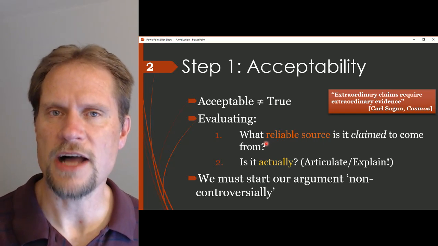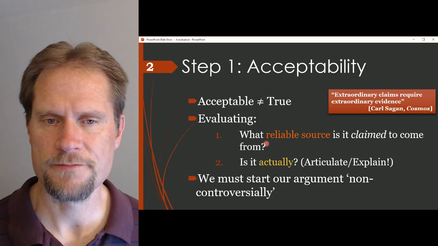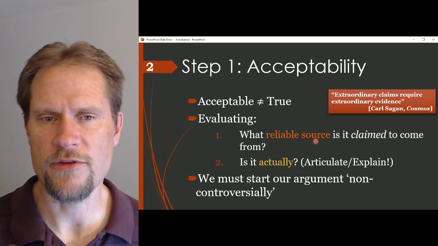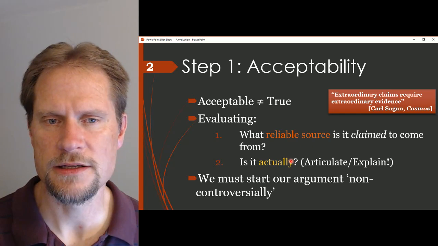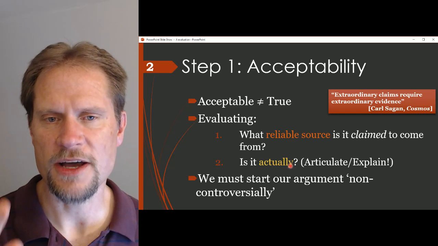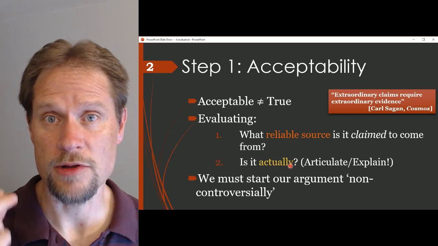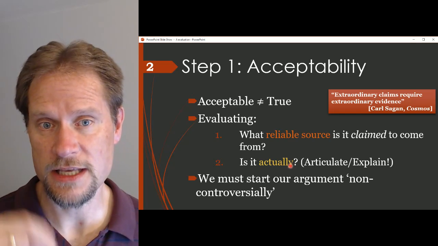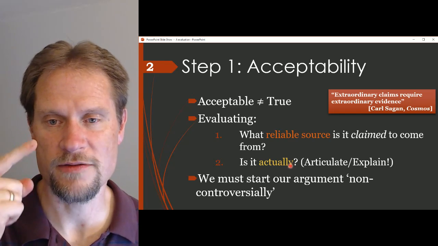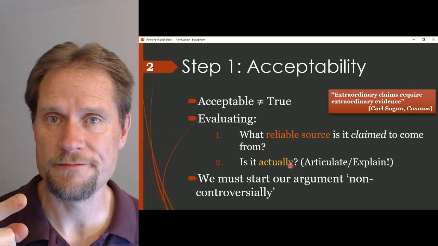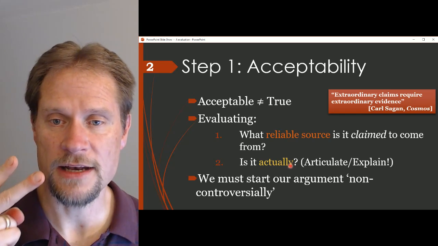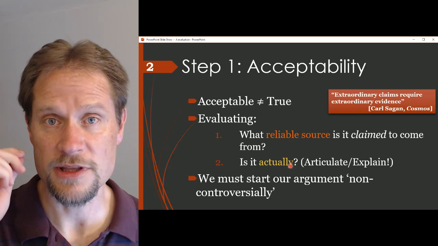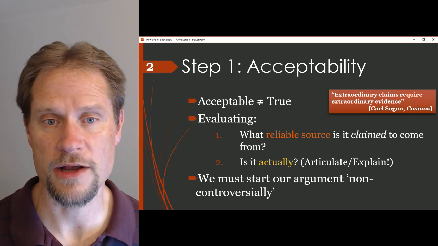So when we're evaluating the acceptability of a particular claim, the first thing we want to do is identify where that claim came from, and is that source a reliable source, something I'm willing to trust? Okay, that's the key to A. It's a two-part thing. First, you have to identify where the claim came from, where's the source, and then evaluate the source. So don't evaluate the claim itself, evaluate the source of the claim, where it came from.